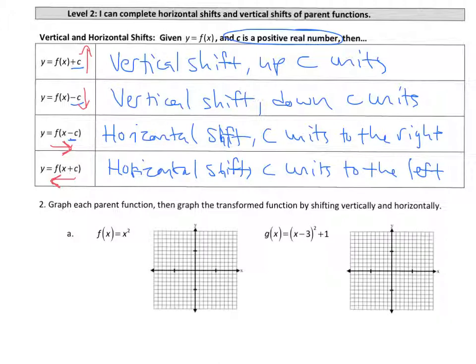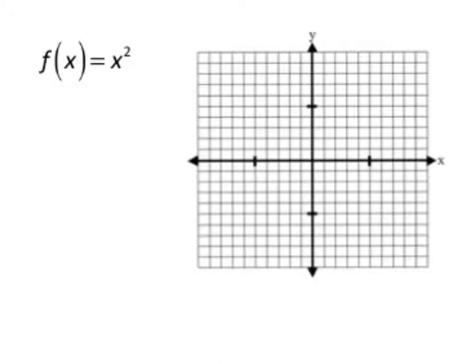It's very important to know what your parent function looks like before you transform it. So if we look at this first function, f of x equals x squared, it looks like this. We start at the origin, over 1, up 1, 2 squared is 4, 3 squared is 9, and we have mirror images of those points over here if we reflect it across the y-axis. So we have to know what our parent function looks like, and then we're going to shift it.